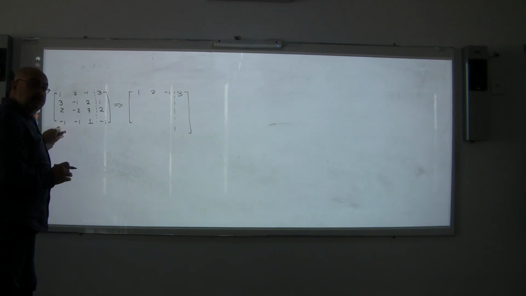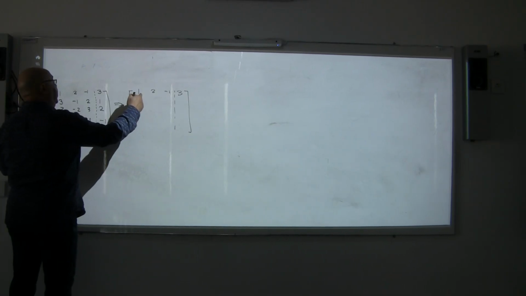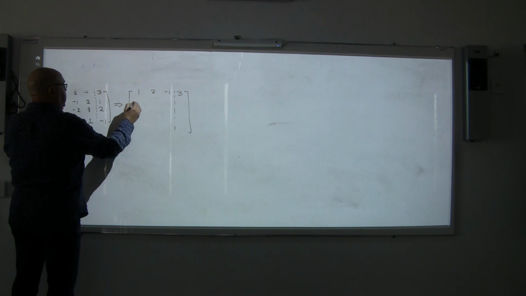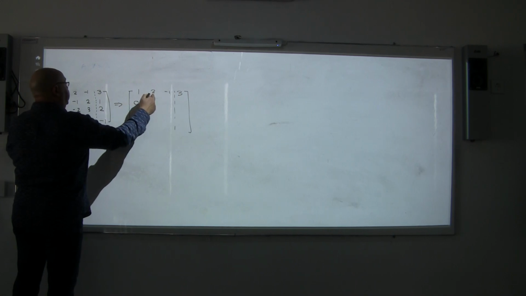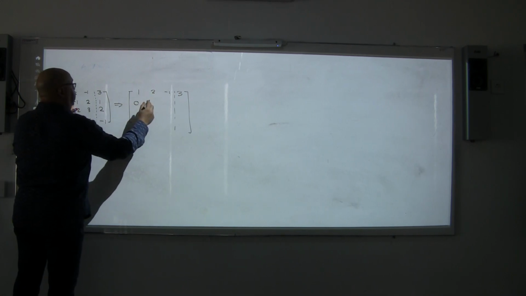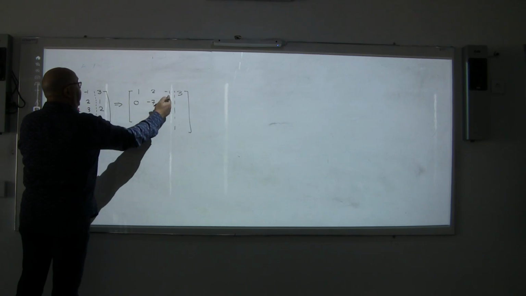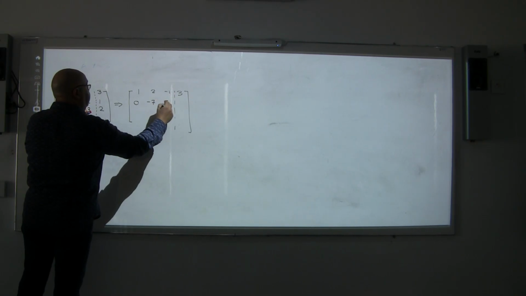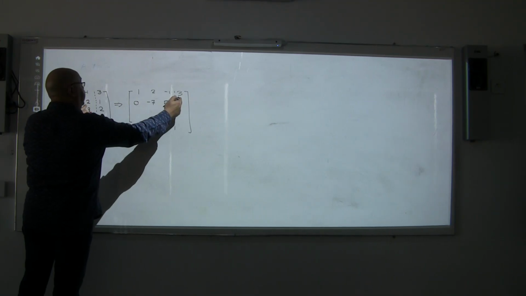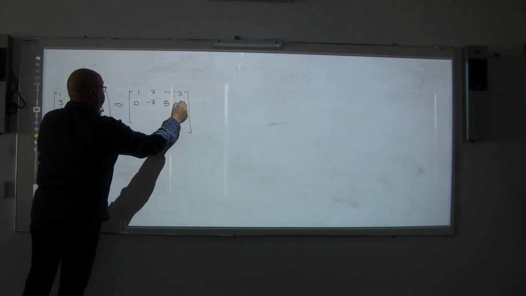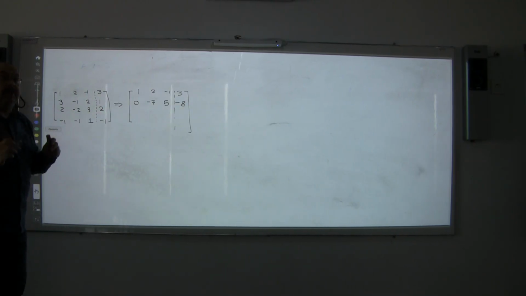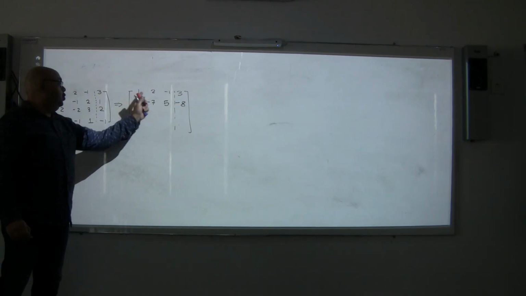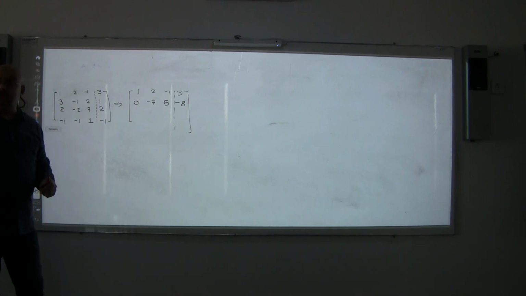So I will multiply by negative 3 and add. Negative 3 plus 3 is equal to 0. Negative 3 times 2, negative 6 plus negative 1, negative 7. Negative 3 times negative 1, positive 3 plus 2 is going to be 5. Negative 3 times 3, negative 9 plus 1, so it's going to come up to negative 8. Please be careful with me. I've multiplied the first row by negative 3 and added it to the second row.